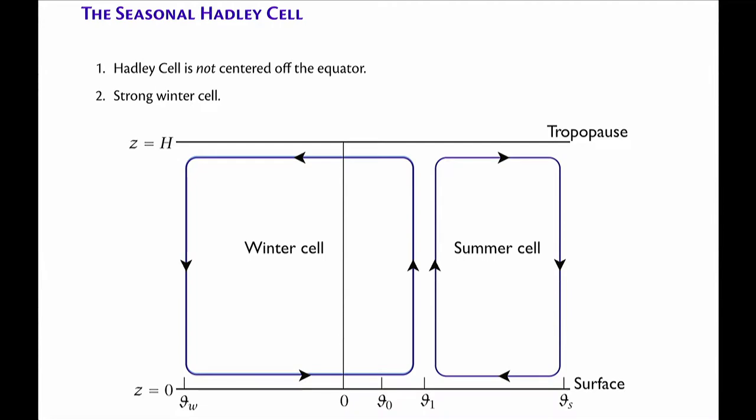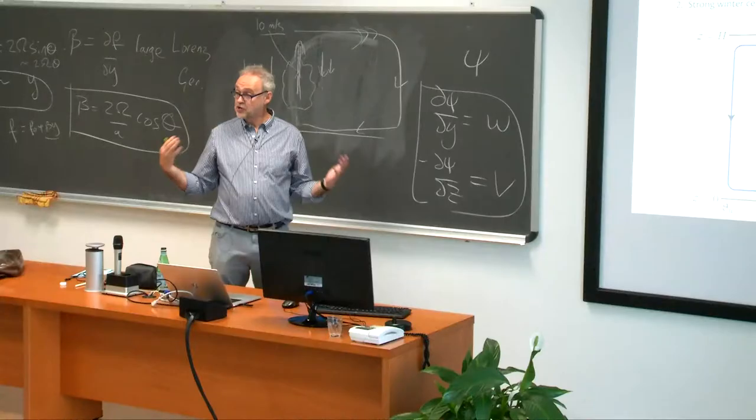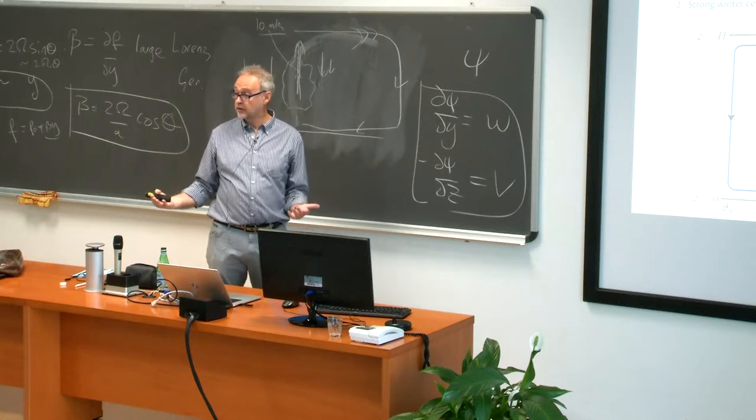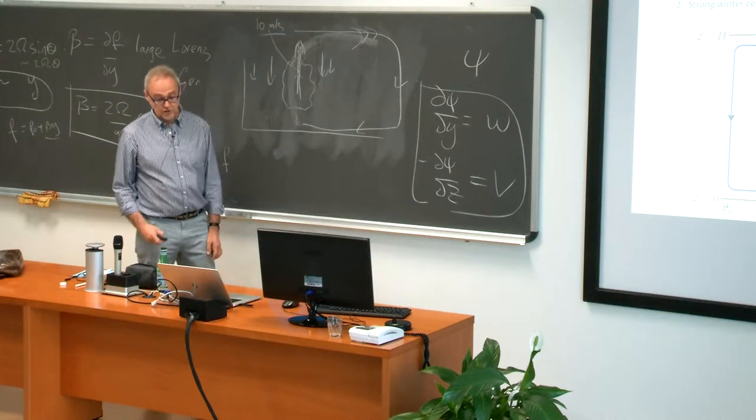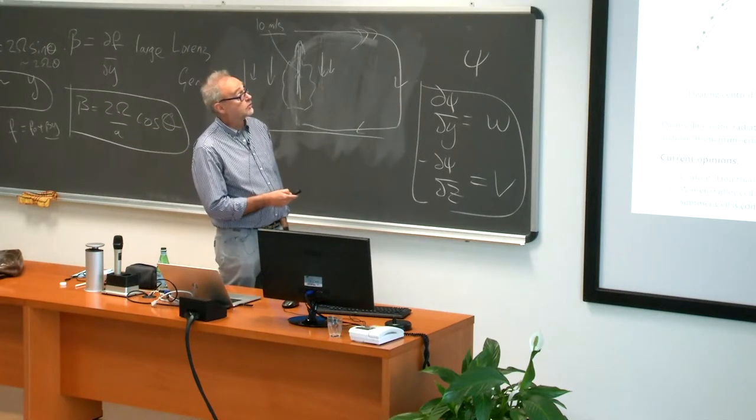This cell is really driven by the effects of baroclinic eddies at higher latitudes. And going back and forth over the seasons, I should really have a movie of this, shouldn't I, if I was as adept as Brian is. As the seasons progress, this would shrink and become the summer cell. The summer cell would become the winter cell, and the regime would change from being angular momentum conserving to more of an eddy-driven cell. And that's the progression of the seasons.